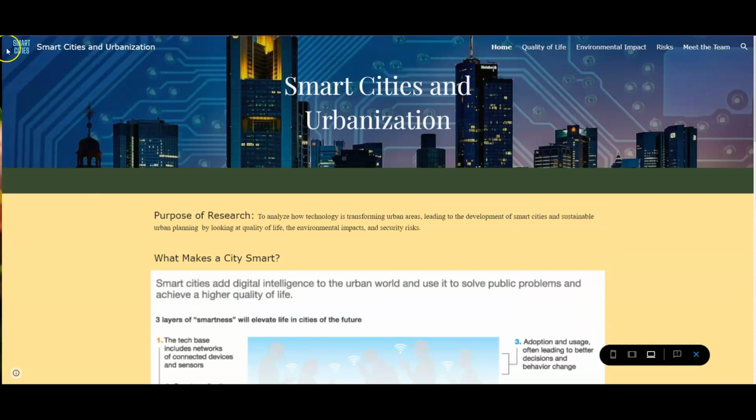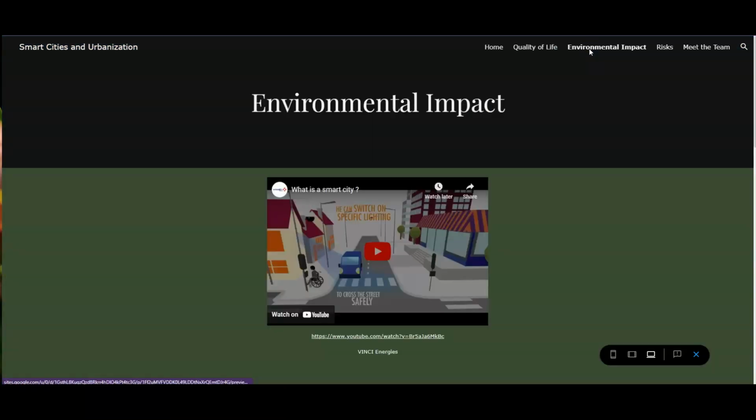Up here at the top, there is a graphic that I created for our site. And the topics that we chose are quality of life in a smart city, the environmental impacts, and the risks. On the page that I did is environmental impacts.